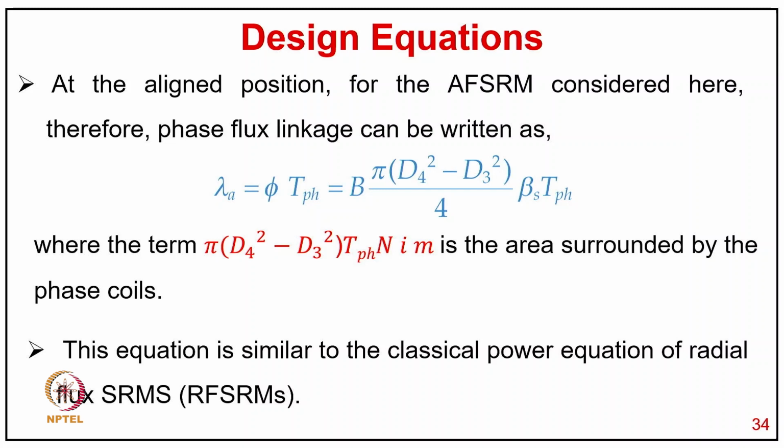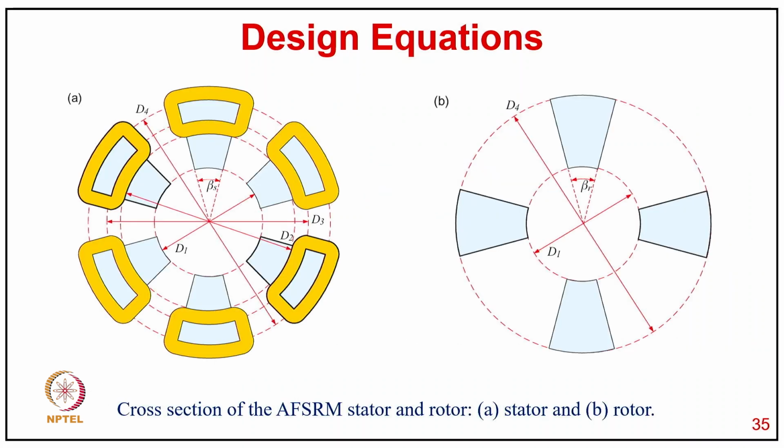This equation is similar to the classical power equation of the radial flux reluctance motor. And then you can see a cross section of the axial flux reluctance motor, how the coils typically look, and how all the dimensions like D4, the outer diameter, and βr, βs, all the geometries are defined here in the diagram of the stator as well as the rotor and coil.